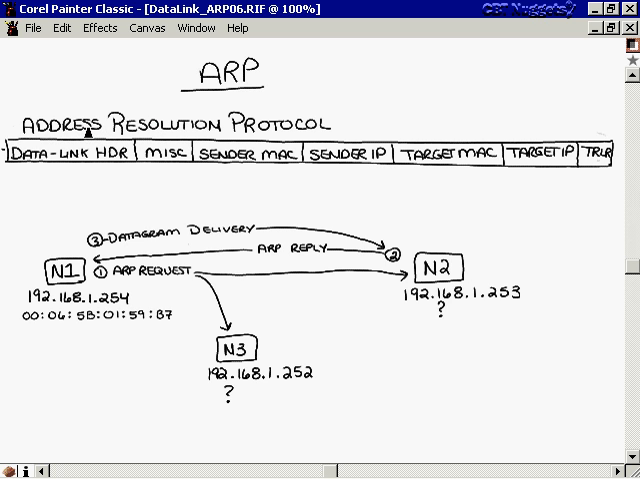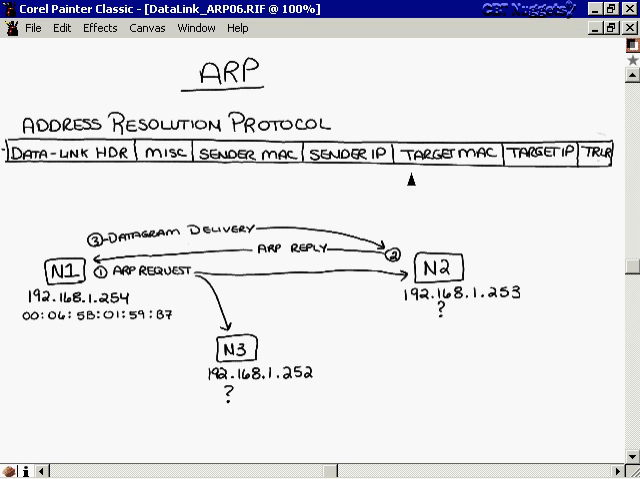So let's take a look first at the datagram. We're going to have a data link header because we're talking about a piece of information that's at the data link layer. We're going to have some miscellaneous fields here that make up the IP header. And we're going to have a sender MAC address field, a sender IP field, a target MAC field, a target IP field, and a trailer.